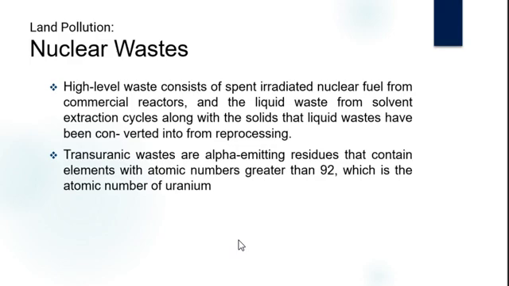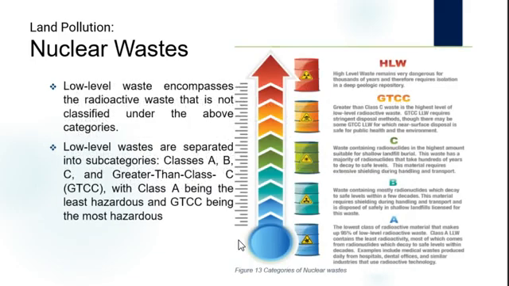Now, high-level waste consists of spent irradiated nuclear fuel from commercial reactors and liquid waste from solvent extraction cycles, with solids that the liquid waste has been converted into in reprocessing. Transuranic wastes are alpha-emitting residues that contain elements with an atomic number greater than 92, which is the atomic number of uranium. Now, low-level waste encompasses the radioactive waste that is not classified under the above categories.